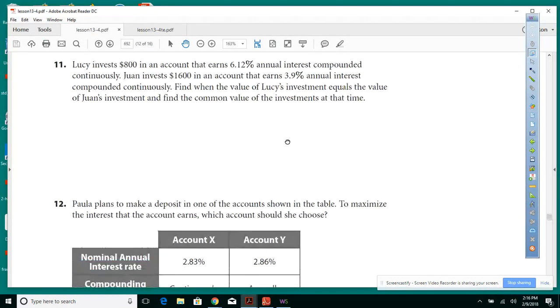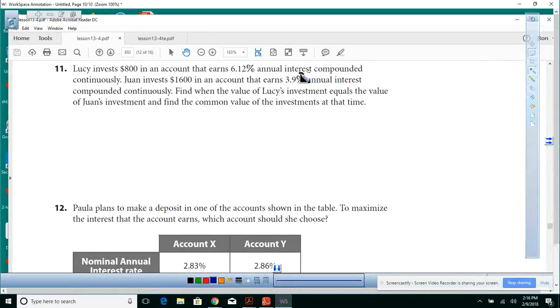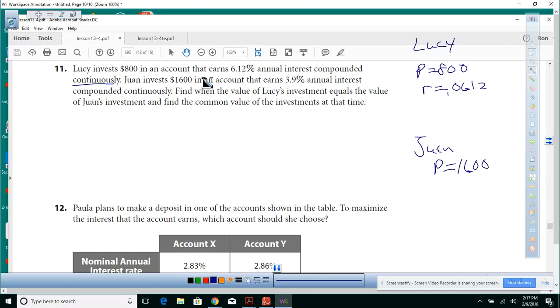All right. 11. Lucy invests $800 in an account that earns 6.12% annual interest compounded continuously. So we know we're in the E thing again. P is $800. R is 0.0612 continuously. Oh, so this is Lucy. And then Juan invests $1,600. So his principal is $1,600, and his rate is 0.039 compounded continuously.